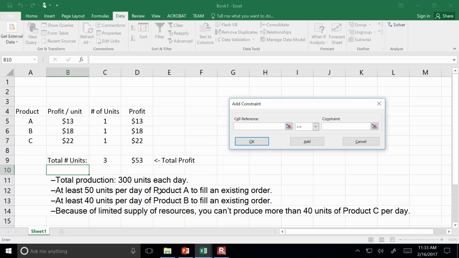I can add that product A, the number for product A should be equal to or greater than 50. Okay, I'm going to add another one that B should be greater than or equal to 40. And then the final one I'm going to add is that the number of units for product C should be less than or equal to, well actually, yeah, less than or equal to 40.